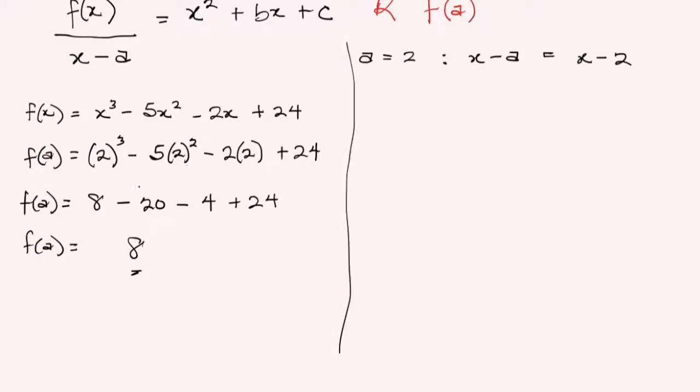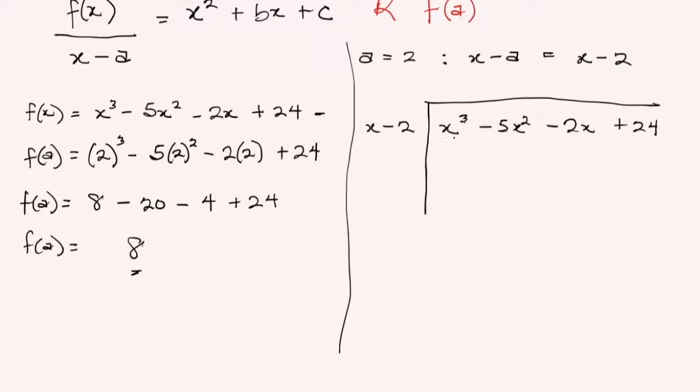So to test out the theorem, what the theorem is saying is that if we divide our main polynomial here by x minus 2, we should get a remainder of f of a, which is going to be equal to 8. So let's try that out here. We have x cubed divided by x is equal to x squared. x squared multiplied by x is equal to x cubed. Now, x squared multiplied by minus 2 is equal to minus 2x squared.